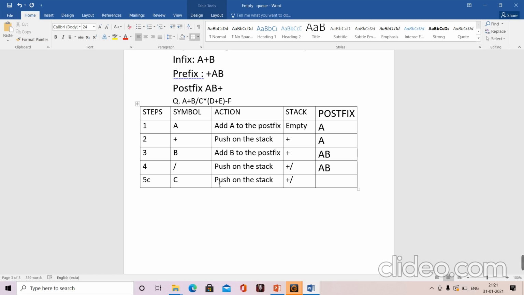Then C, right? So we will have to write A, B, C. Then step 6, what is this?